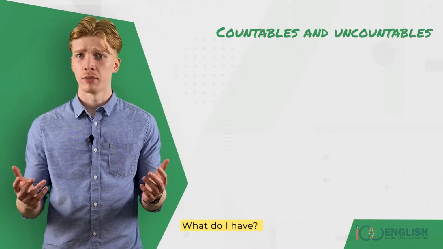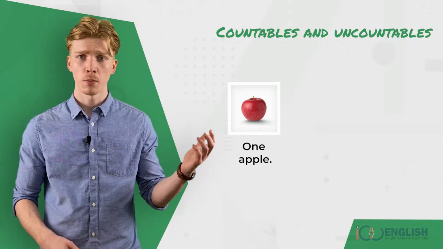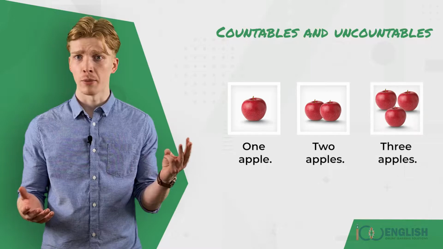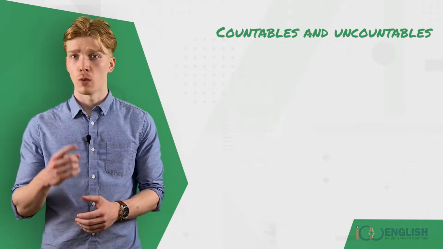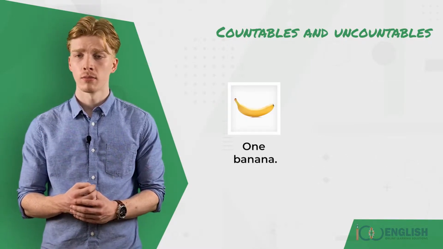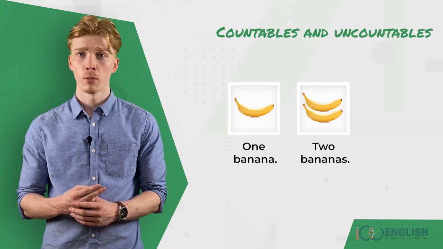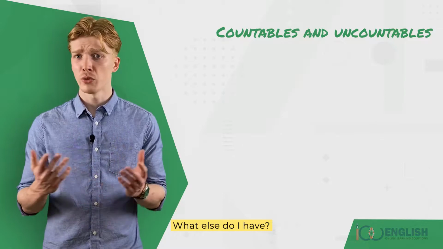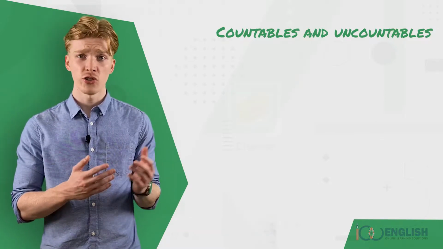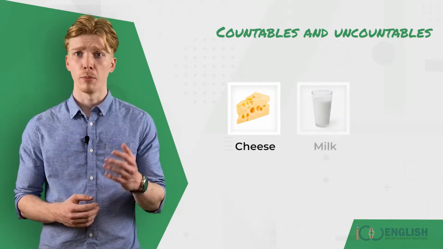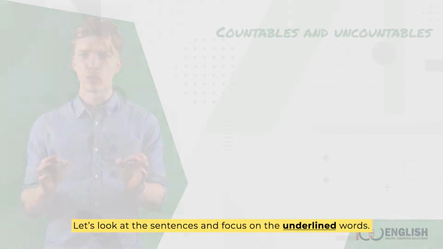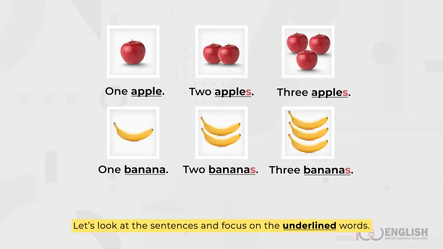What do I have? 1 apple, 2 apples, 3 apples, 1 banana, 2 bananas, 3 bananas. What else do I have? Cheese, milk, and water. Let's look at the sentences and focus on the underlined words.